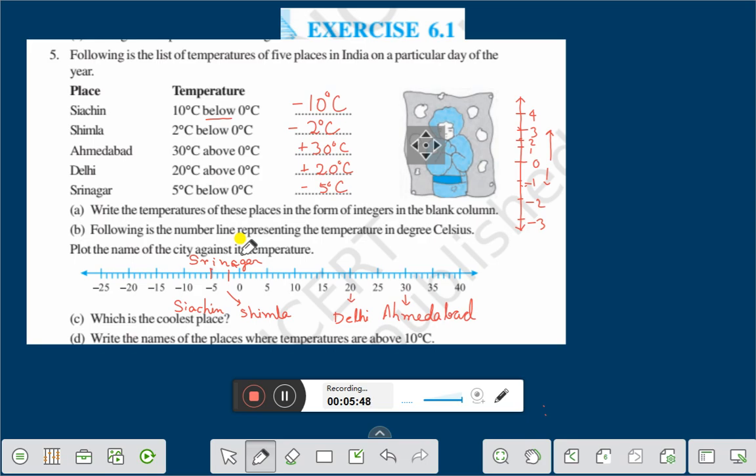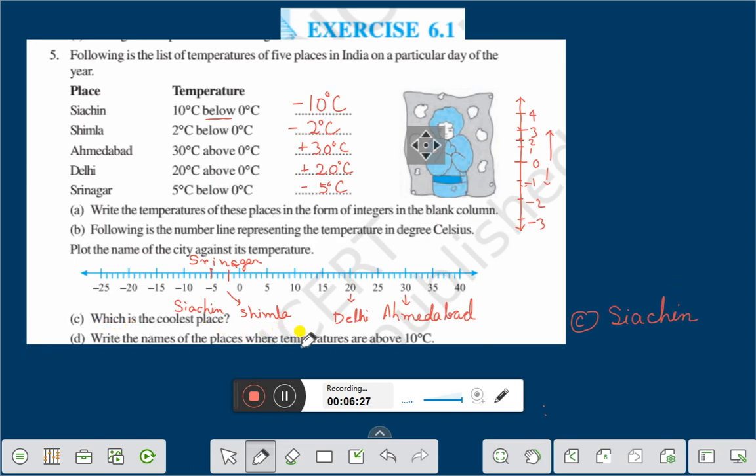Now, which is the coolest place? Coolest means on the left side. Here you see, on the left side is the coolest place. That is minus 10 degrees, that is Siachen. That is the coolest place. Therefore, the answer of C. What is the question? Which is the coolest place? Here you see the coolest place is minus 10 degrees centigrade, that is Siachen. Therefore, we can write here Siachen. This is the answer of question number C.